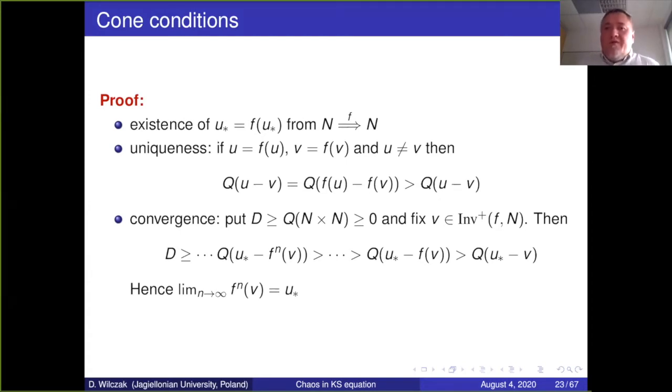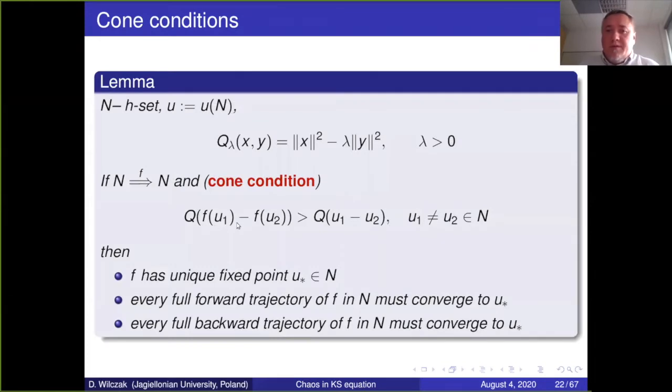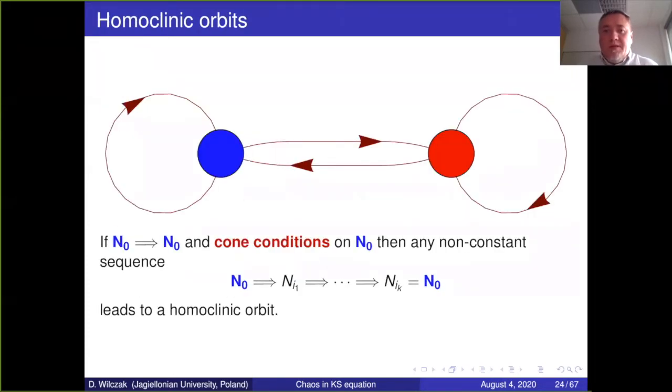Well, but how can we validate this inequality for every u1, u2 different? Sorry, one more slide. This tool allows us to prove homoclinic orbits. Of course, if we have a sequence of covering relations, which is non-constant, and it is homoclinic to N0, and we have conditions on N0, then of course forward trajectories have to converge to blue, and backward trajectories have to converge to blue, so we have a homoclinic orbit.